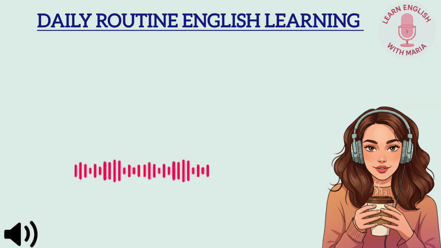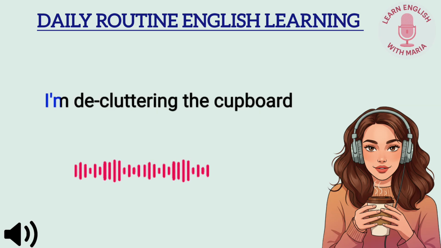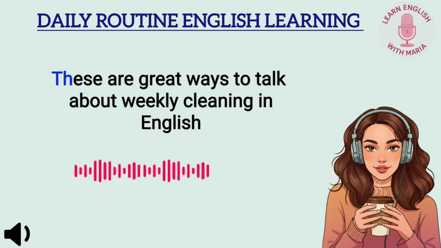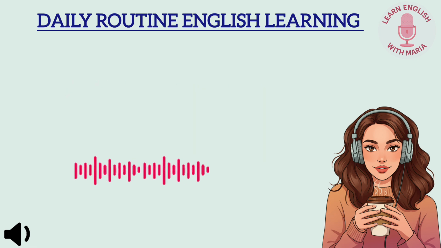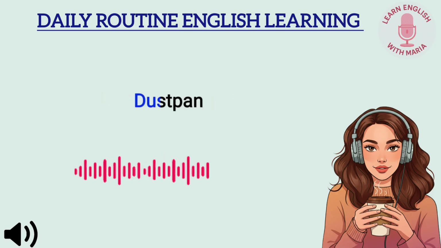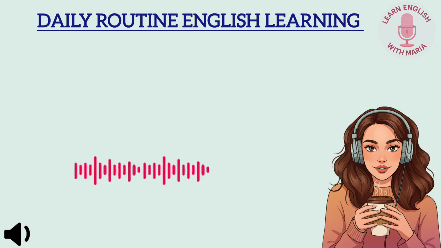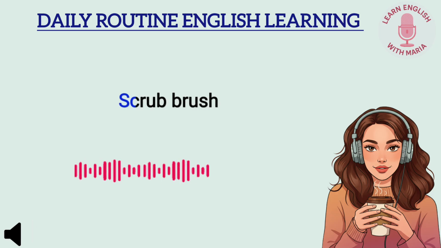You could also say, I'm organizing the drawer. I'm cleaning under the bed. I'm decluttering the cupboard. These are great ways to talk about weekly cleaning in English. And let's not forget your cleaning tools. Here are some words you might use. Broom, mop, vacuum cleaner, dustpan, duster, cloth, spray bottle, bucket, scrub brush, sponge, detergent, disinfectant.